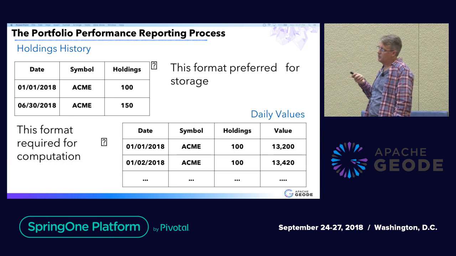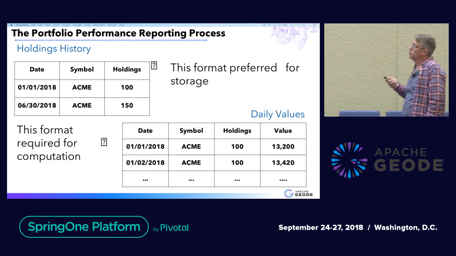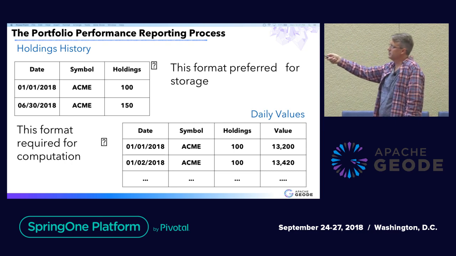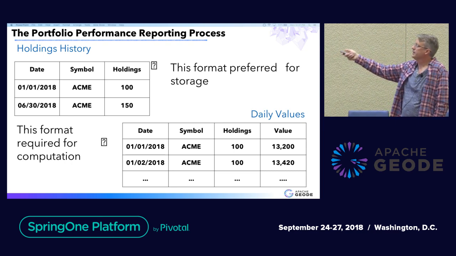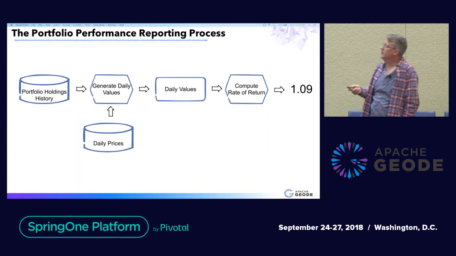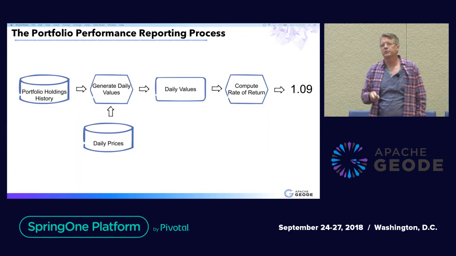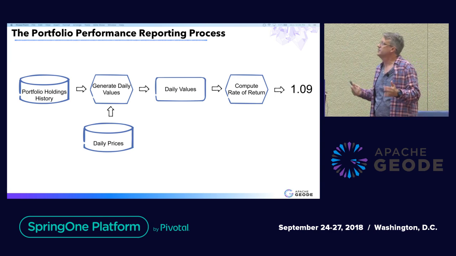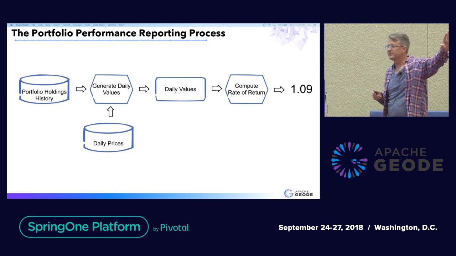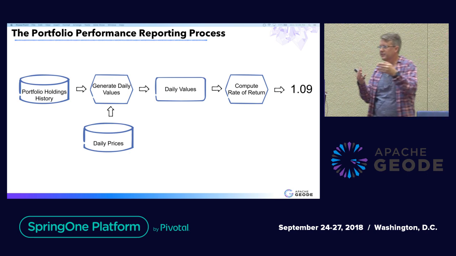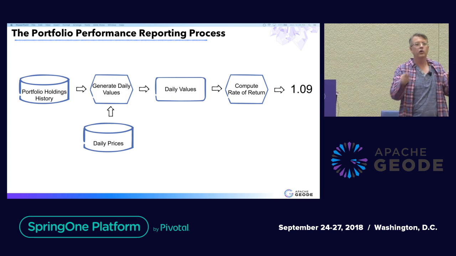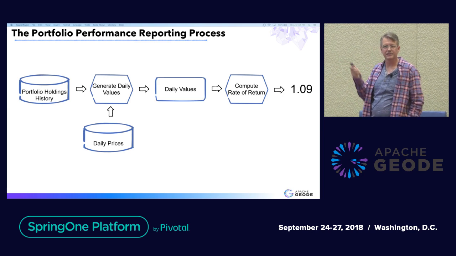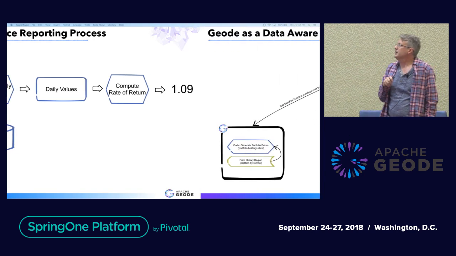In an in-memory system, it doesn't make sense to store this larger grid in memory. So instead, we're going to generate it. You can think of this as almost like an in-memory MapReduce. Once more, the process goes like this: you've got portfolio holdings history and daily prices, you stick those together to generate that big grid of every holding, every day, what is its value? Then that's the input to the rate of return calculation, and then you get your answer. Okay, the architecture looks like this.